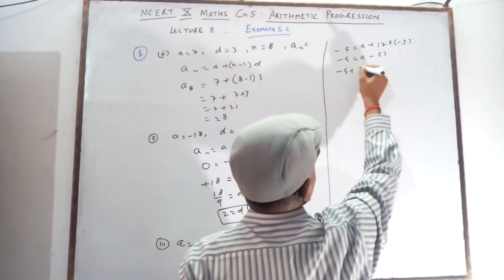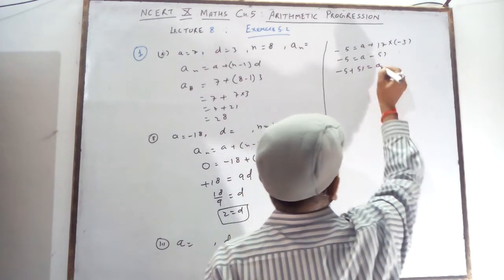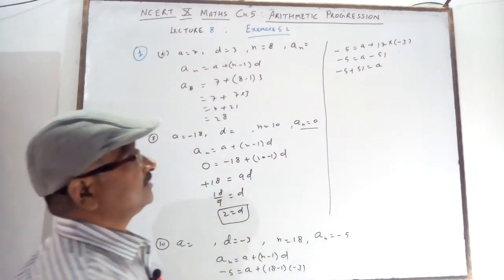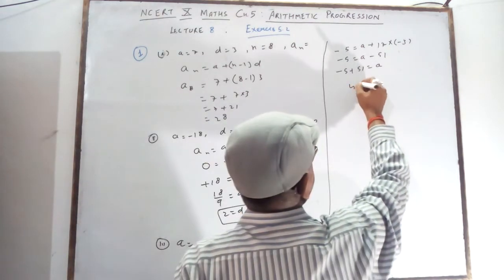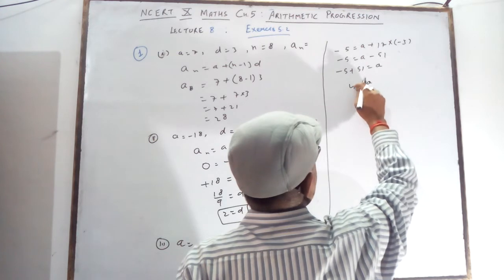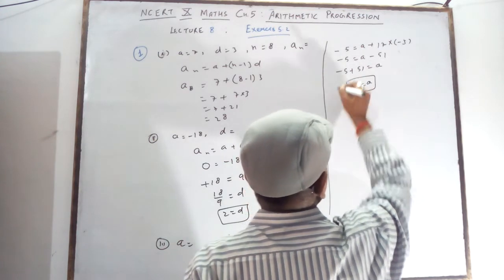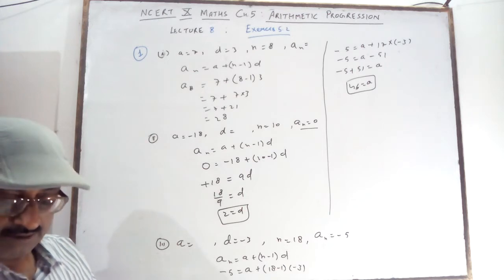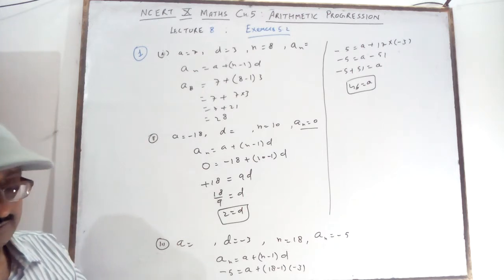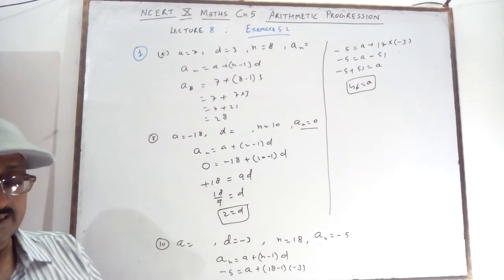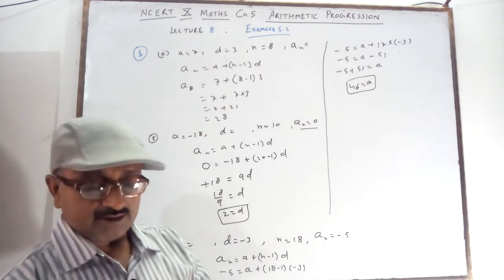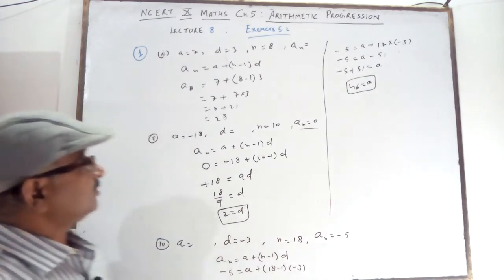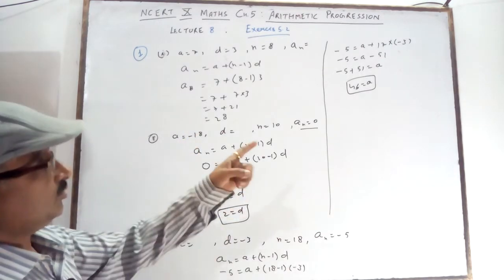Minus 5 plus 51 is equal to A. 17 times 3 is 51. So 46 is equal to A. What are you getting? 46. Very simply you are getting the answer 46. Now you are getting 28, 2 and 46.